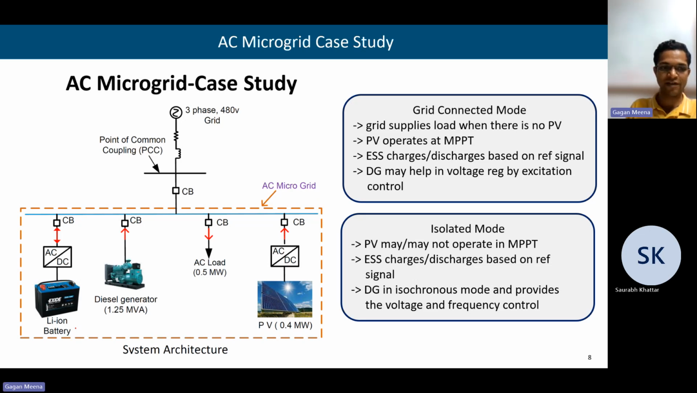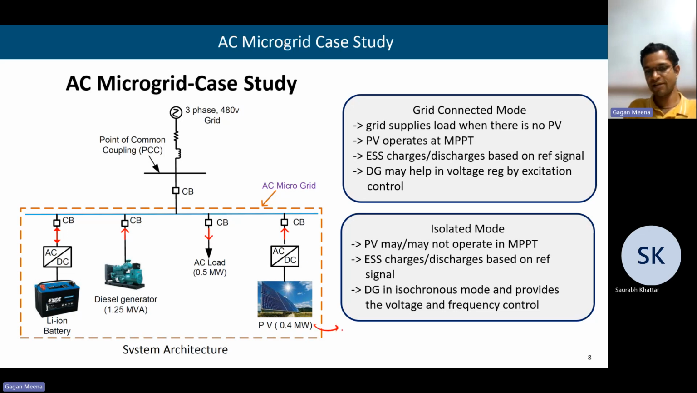Here we have one lithium-ion battery, one diesel generator, and one PV, and together these three are feeding a load of 0.5 megawatt, and PV is of 0.4 megawatts. Clearly, we can see the PV itself is not sufficient. The load is 100 kilowatts more than what PV can supply at its maximum. This is the maximum PV can supply, but it will not always be at its maximum because it depends on the irradiance.